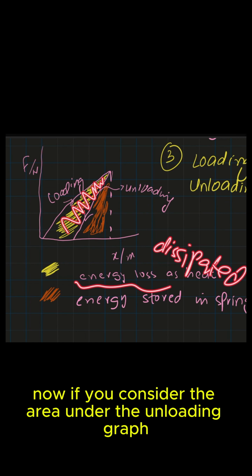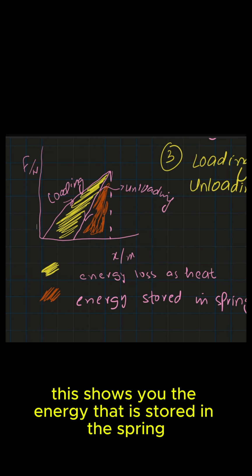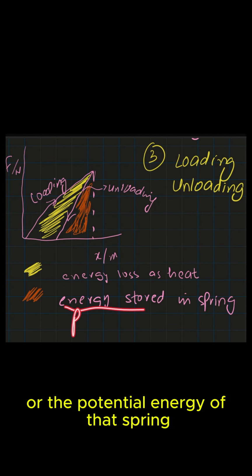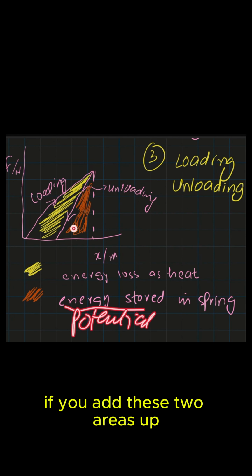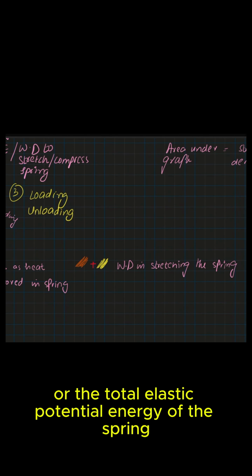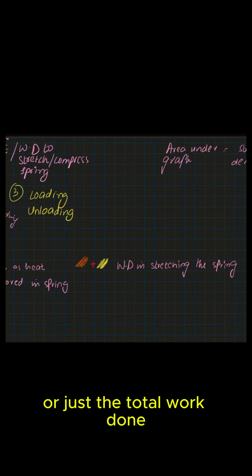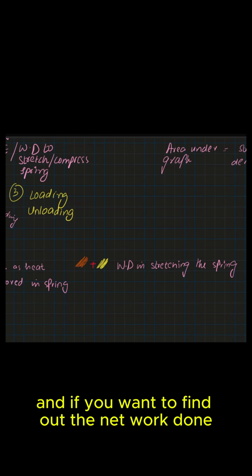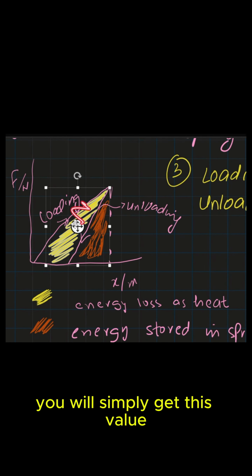Now if you consider the area under the unloading graph, this shows you the energy that is stored in the spring, or the potential energy of that spring. If you add these two areas up, you get what is known as the work done in stretching the spring, or the total elastic potential energy of the spring, or just the total work done. And if you want to find out the net work done, you will simply get this value.